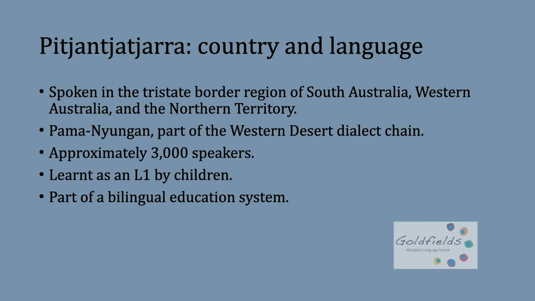Okay, so Pitjantjatjara country and language, for those of you who aren't already aware, Pitjantjatjara is a language spoken in the tri-state border region of South Australia, the Northern Territory and Western Australia. It's one of the languages spoken in the Goldfields region. It's a language that belongs to the Pama-Nyungan language family, and it's part of the Western Desert dialect chain, which means that it shares a number of grammatical and lexical similarities with some of the languages that are geographically adjacent to it.